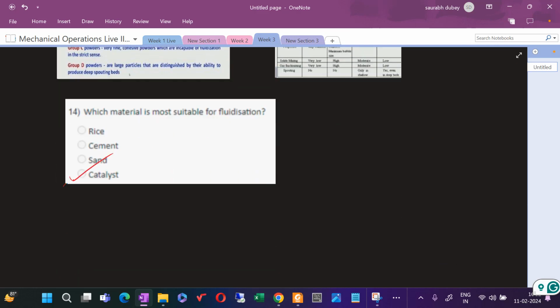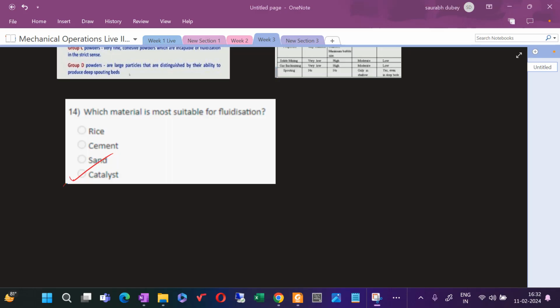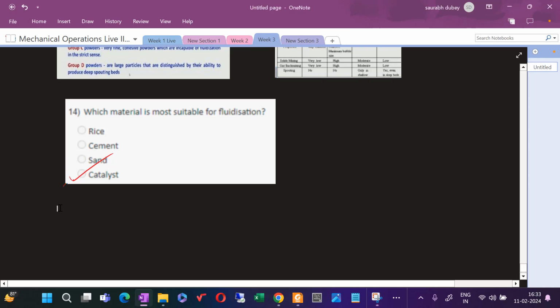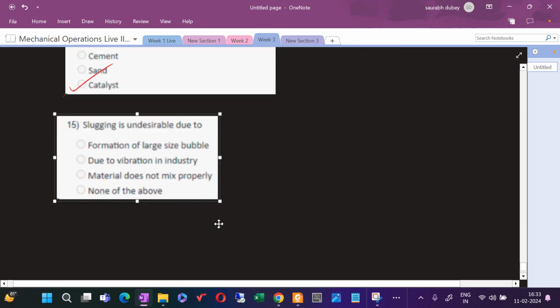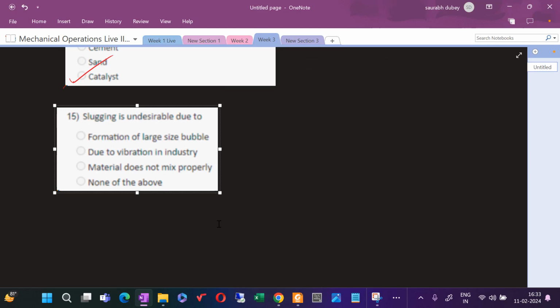Next question is: slugging is undesirable. Why is slugging not desirable? And slugging actually happens with which type of powder mostly? What is slugging? Formation of large size bubbles, vibration in the industry, material does not mix properly, none of them.